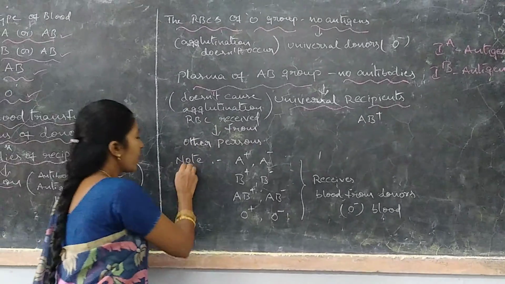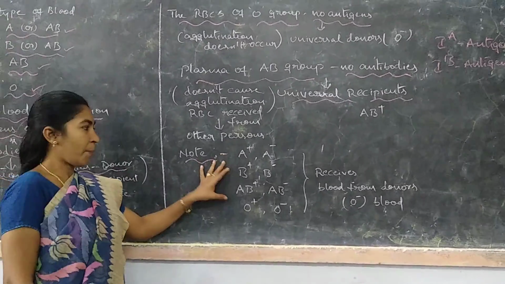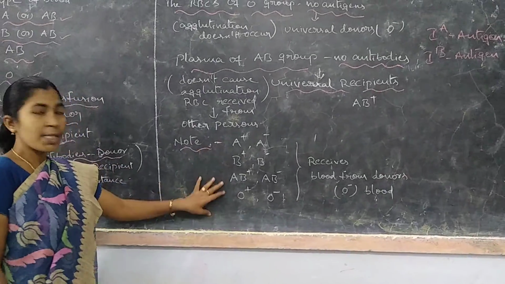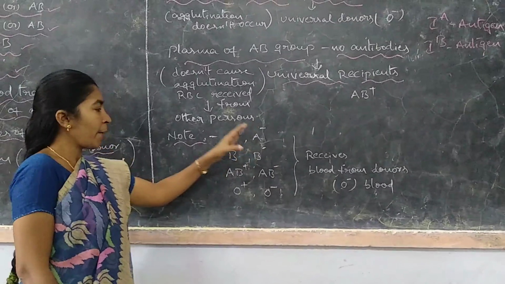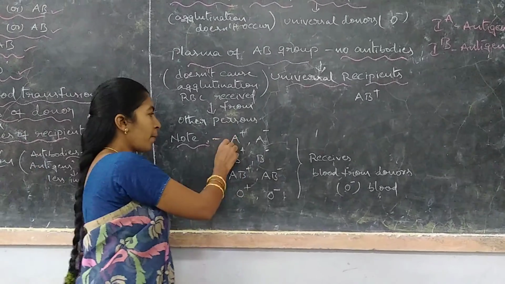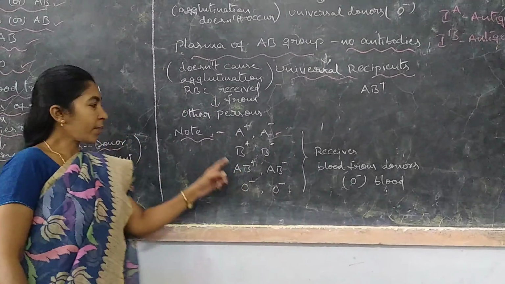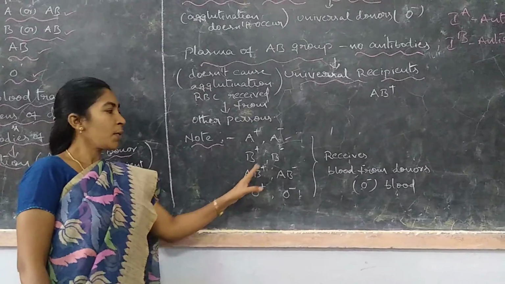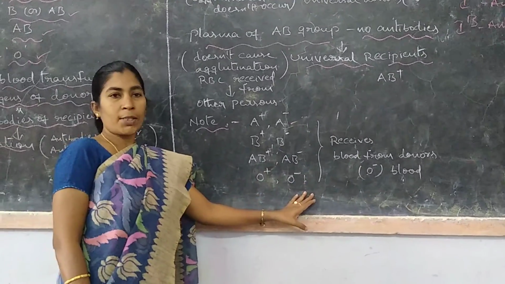So see here, my dear students, we already know the four types of blood groups: A, B, AB and O. But each group also has both positive and negative types. A blood group has A positive persons and A negative persons. Then B positive and B negative blood groups, AB positive and AB negative blood group persons, then O positive and O negative blood groups.